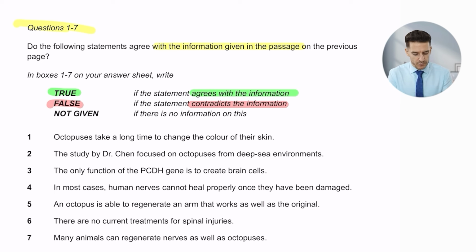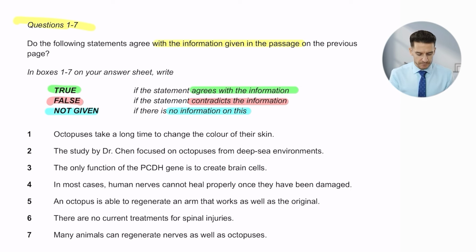And then finally, we have not given. If there is no information on this. So a lot of students get confused between not given and false. So false means the passage and the question, they have different information. On the other hand, not given means we don't know. There's no information about that actual question. So let's have a look at the first question, number 1.